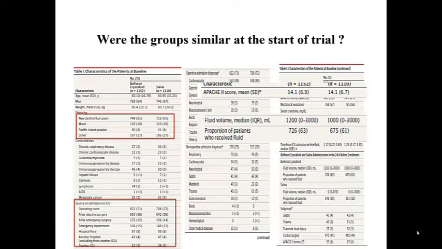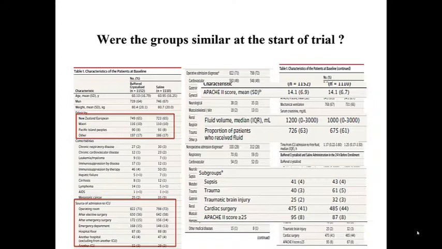The other thing was that fluid was administered before enrollment in the study. Each study group received 1 to 1.5 liters of fluid before enrollment. And if you look at the subgroup analysis, you see that sepsis patients are really few in the study. Out of that 1,000, the sepsis patients were only 41 and 43 in both groups. And then trauma patients, with a mean Apache score more than 25, were only 95 and 87.